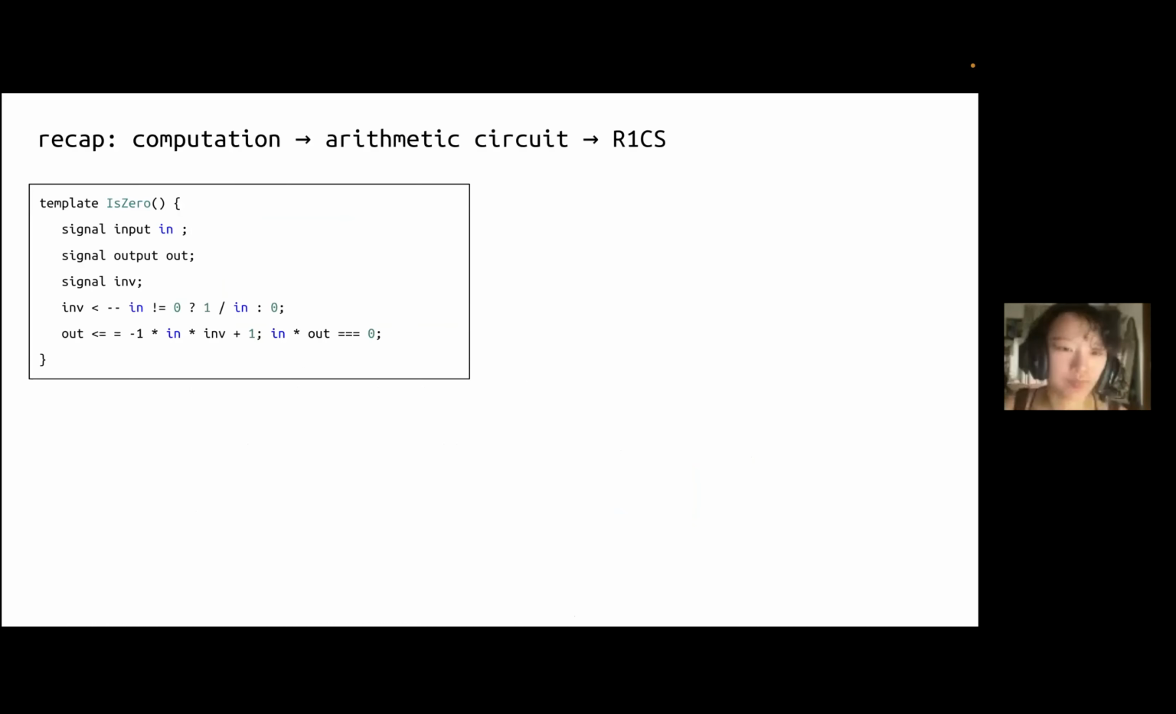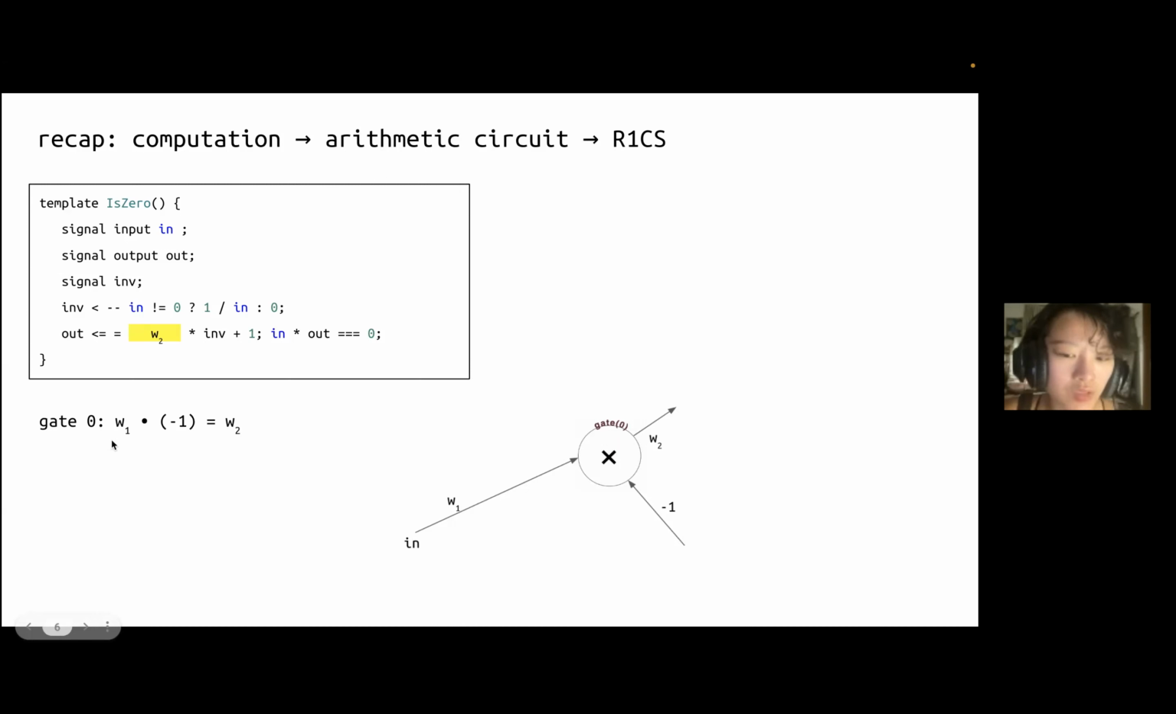So starting with the recap, this circuit should look very familiar to you. It's the is0 circuit in Circom. And so the idea is we can represent every operation in this circuit, every multiplication and addition, as a fan-in-two arithmetic gate. So for example here, -1 times n equals some variable that we'll call W2, wire 2. And this defines our first gate, gate 0. Its left input is wire 1, its right input is -1, and its output is wire 2.